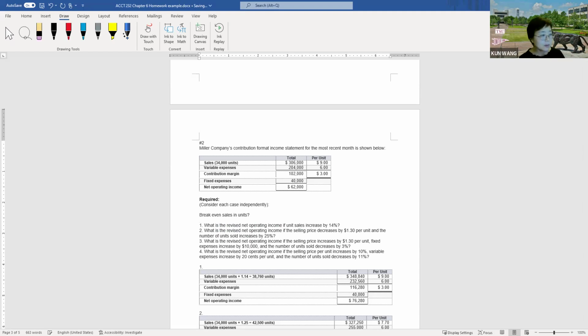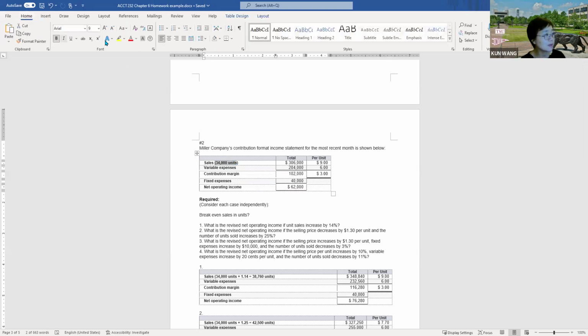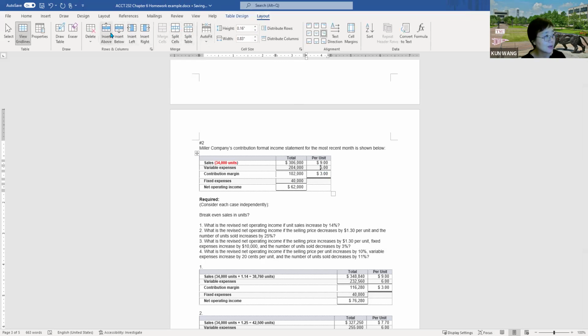So given number 2, before you move on to working on the problems, make sure you truly understand the information given by the income statement. The numbers I will mark include the current sales volume, and especially the per unit information. So $9 sales per unit price and the variable expense per unit is 6. And then the contribution margin is $3, right? And I can probably add a percentage column.